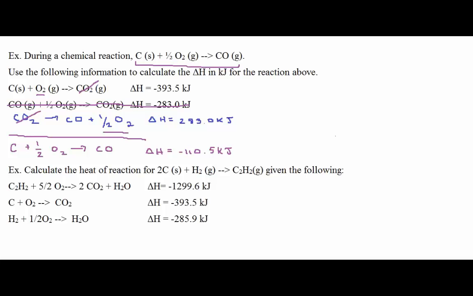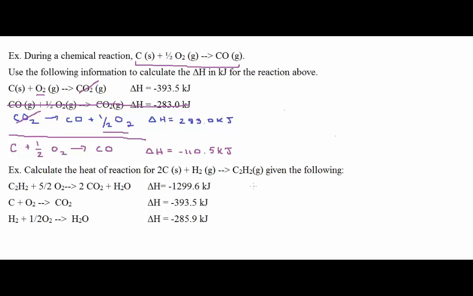For this next reaction, I have 3 individual reactions that together will give me this final reaction of 2 moles of carbon reacting with hydrogen gas to produce C2H2. So let's look here. This, which is also acetylene or ethene, is on my reactant side, but I actually want it on my product side. And so what I'm going to do is flip this reaction.